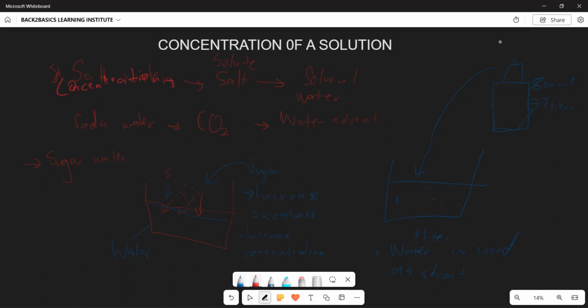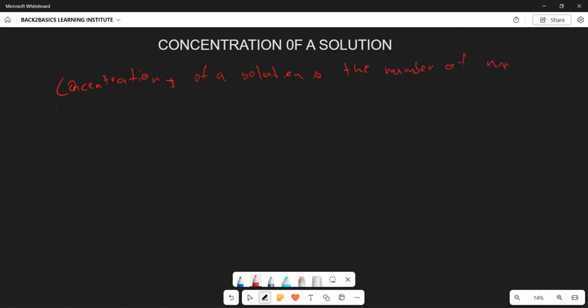Now, let's see. So basically now we are saying the concentration of a solution is going to what? The concentration of your solution is the number of moles of your solute per unit volume. So basically, that is going to be your concentration.